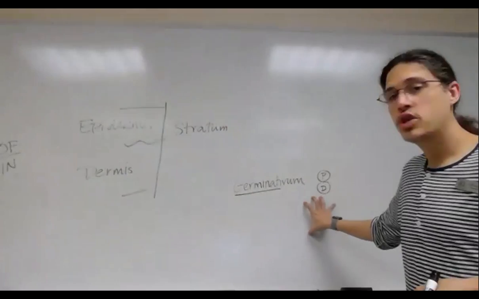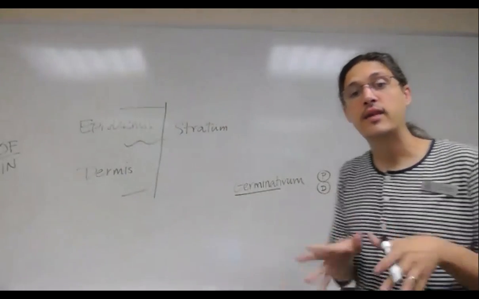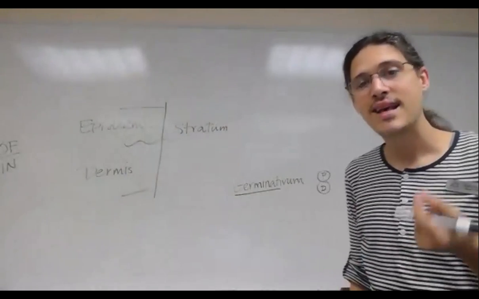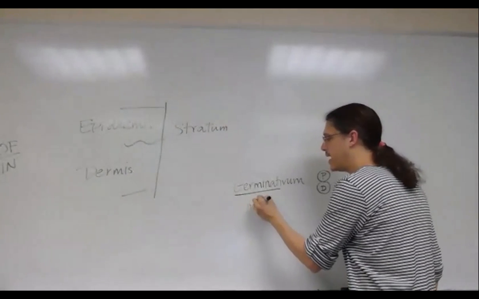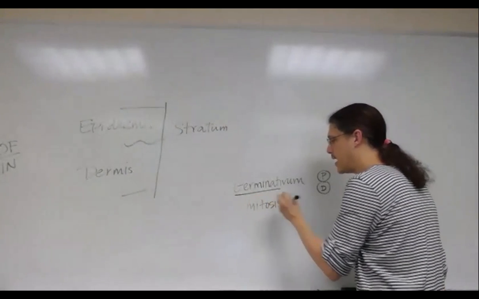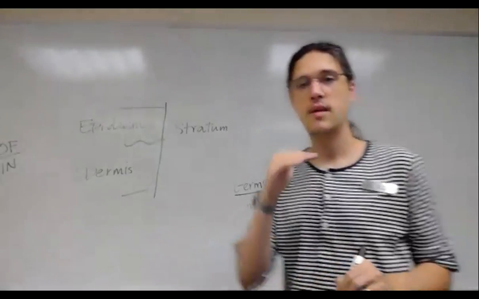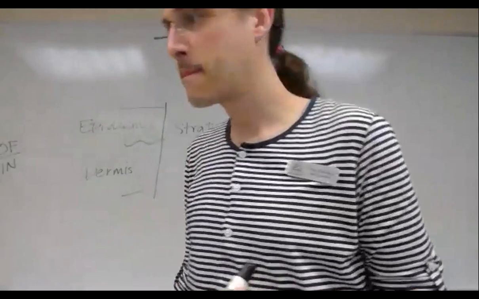So stratum germinativum is the layer in which division is taking place. Cell division is known as mitosis. M-I-T-O-S-I-S. Mitosis occurs at the base layer.